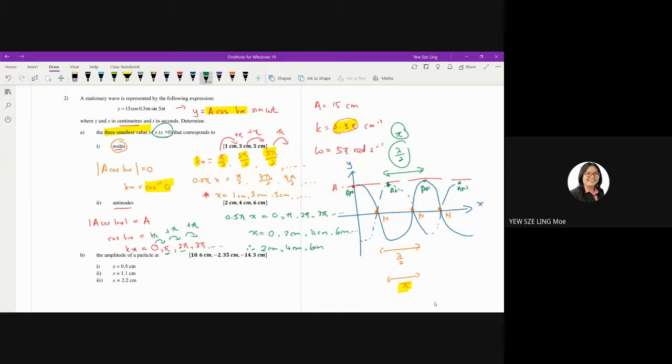So make sure you read the questions carefully. Sometimes if the question doesn't say anything about the 0 position, then you can just leave it. But now this question says they don't want 0. So what you have to do is show all 3 values without 0. All right, is that clear for this question?